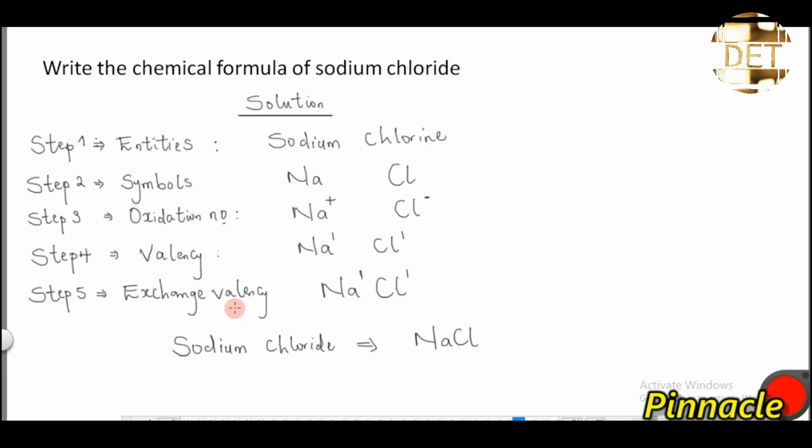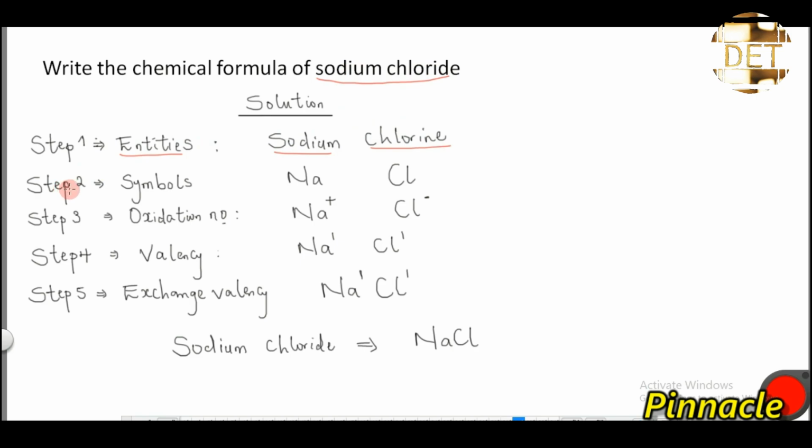So let's look at this question: write the chemical formula of sodium chloride. The first thing you want to do is to write out the entities. When you hear the name of this compound, sodium chloride, the two elements that should come to your mind are sodium and chlorine. So the two entities in this compound are sodium and chlorine.